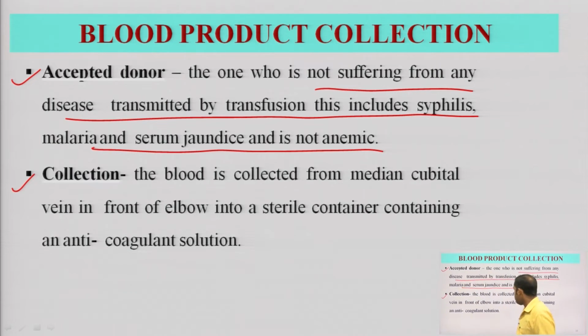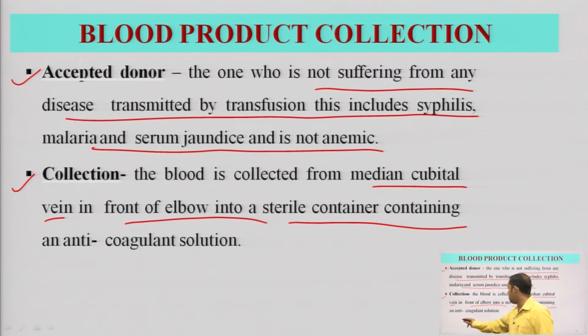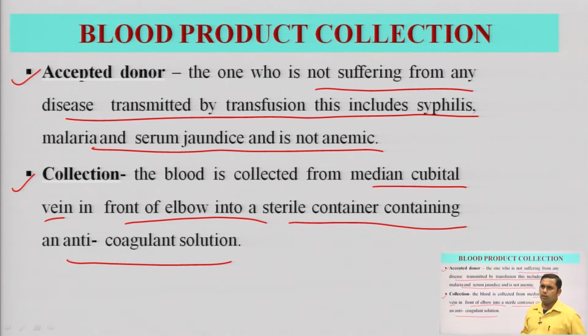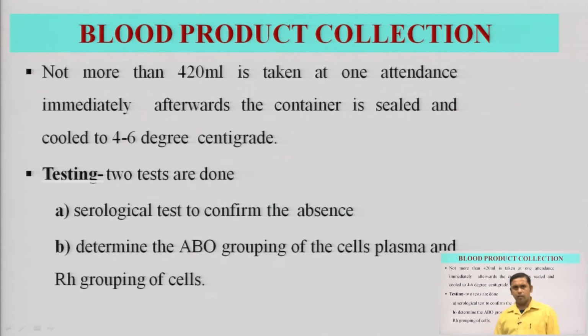For collection, the blood is collected from the median cubital vein in front of the elbow into a sterile container containing anticoagulant solution, because in your blood you already have blood coagulating factors. So, what will happen if you just collect all the blood in a container? Because of the clotting factor, the entire blood will clot. That is why there will be some anticoagulant solution in that container. So, you should collect this blood and store it.